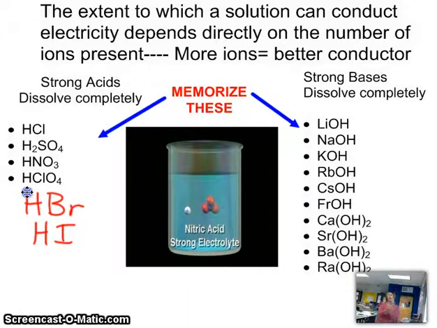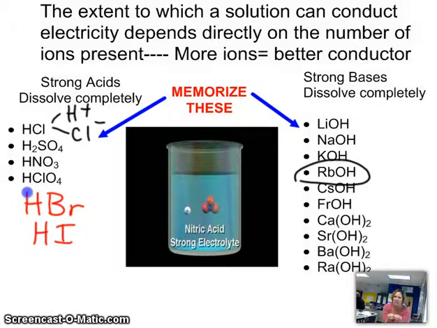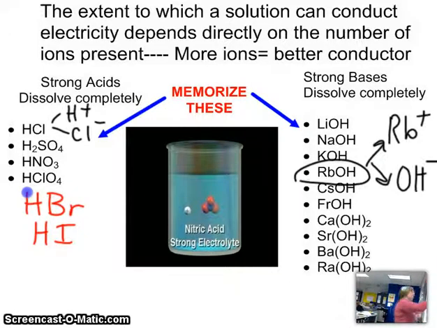If you could put hydrochloric acid in water and then look at it with your Miss Frizzle glasses, none of it would exist bonded together. None of it would be in the molecular form. It would completely exist broken down into the ions that compose it, which are H plus and Cl minus. Same thing with your strong bases. If you could put your strong bases in water and look at them with your Miss Frizzle glasses, they would not exist bonded together. Water would be able to pull them apart. And so this would exist as Rb plus and OH minus ions.